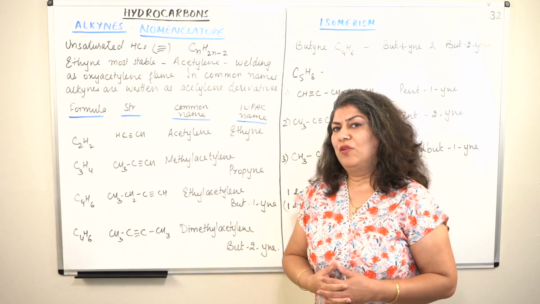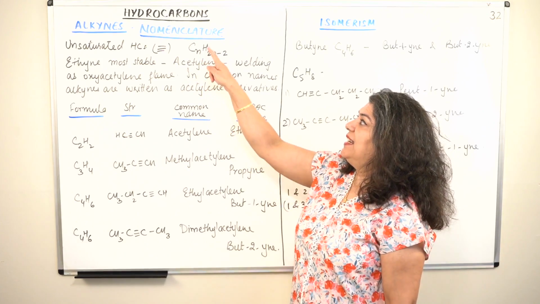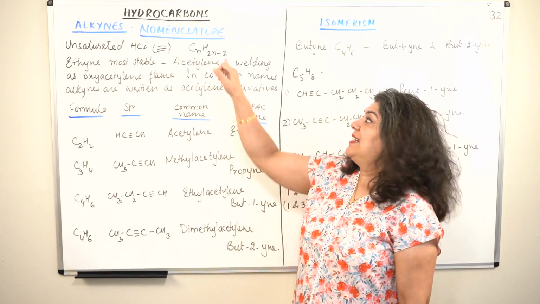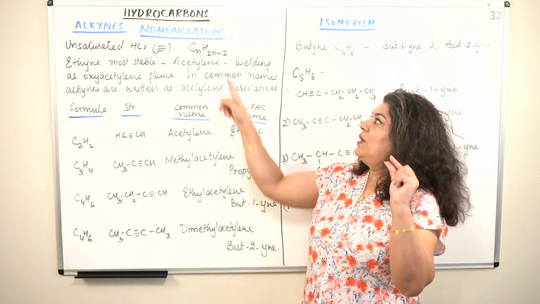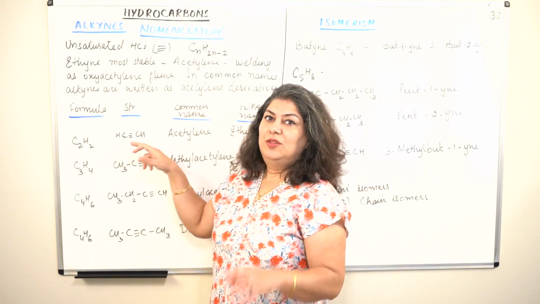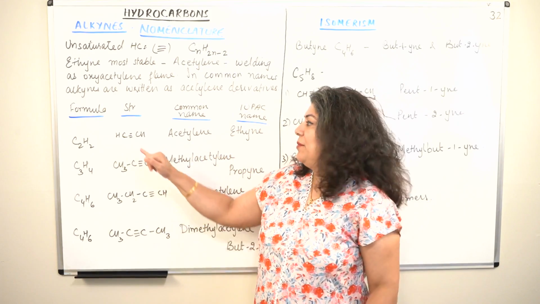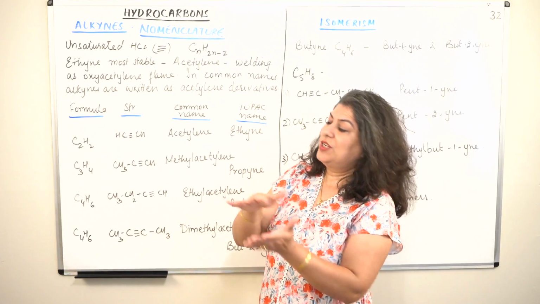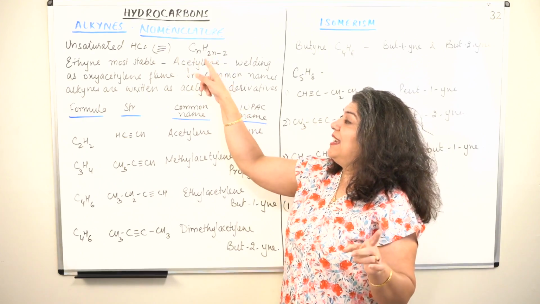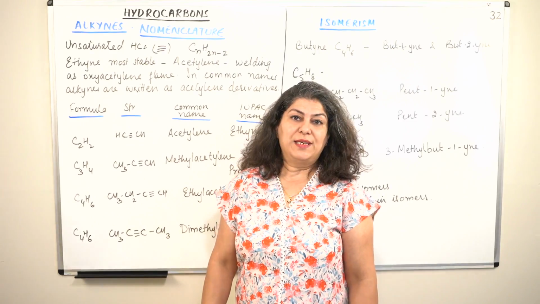What is the general formula of alkanes, which are saturated hydrocarbons? The general formula for alkanes is CnH2n+2, if you remember. For alkenes, it is CnH2n, which means 2 hydrogens are less. Naturally, when there is a double bond between 2 carbon atoms, those 2 carbons would have had 2 hydrogens if they were all single bonds. But since 2 carbons are sharing a second bond, those 2 hydrogens are lost, and the general formula of alkenes was CnH2n. But in alkynes, there is a triple bond between 2 carbon atoms.